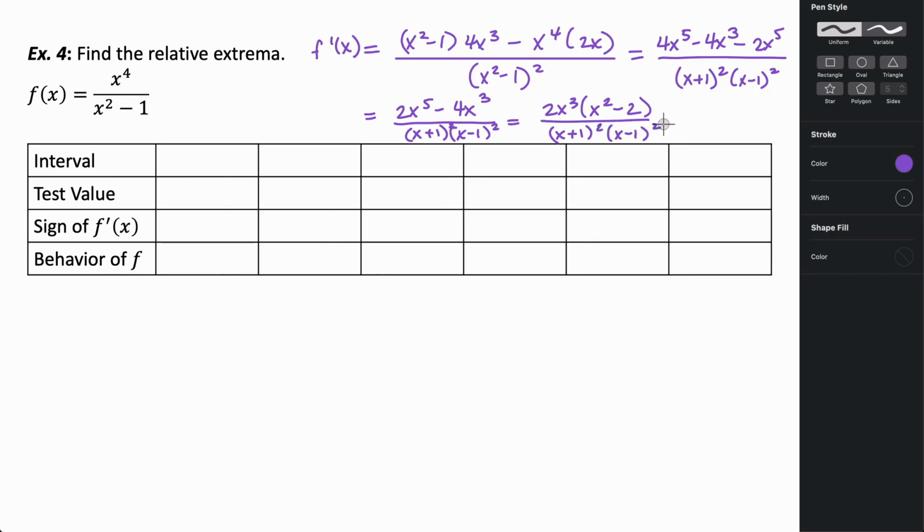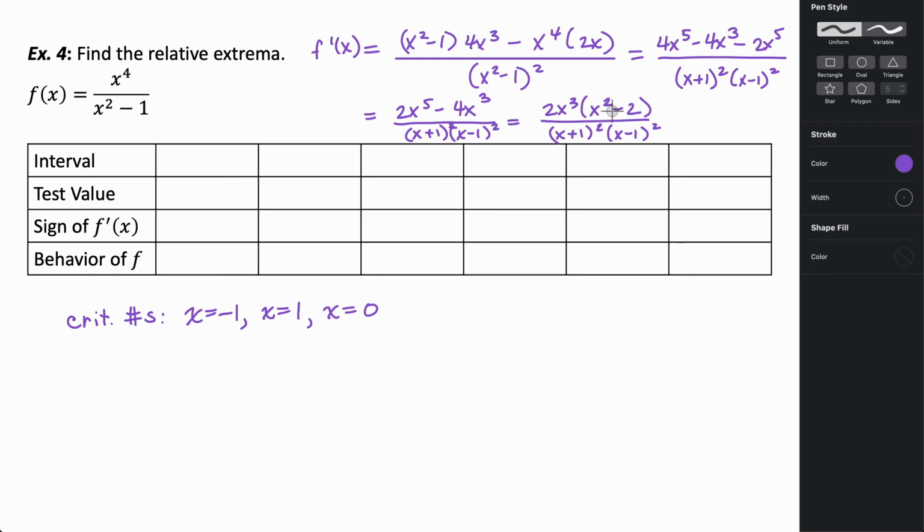Okay, that's our derivative. Now, the reason why I wanted it down into this form is because I need to find all my critical numbers. So what are my critical numbers? Critical numbers are when this is equal to 0 or when it's undefined. So it's not defined at -1 and +1. So x equals -1, x equals +1. That comes from my denominator. The numerator, this 2x cubed, is going to be 0 when x is equal to 0. So that's another critical number.